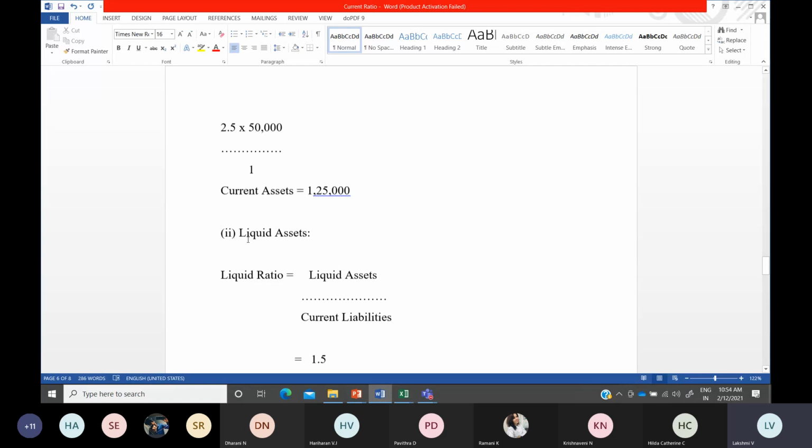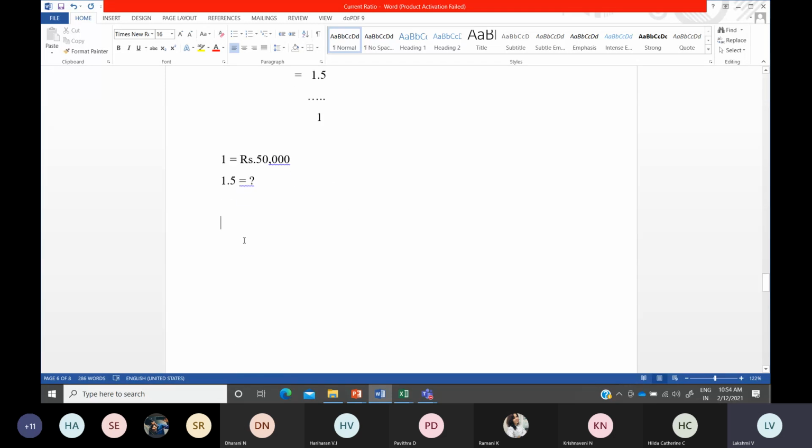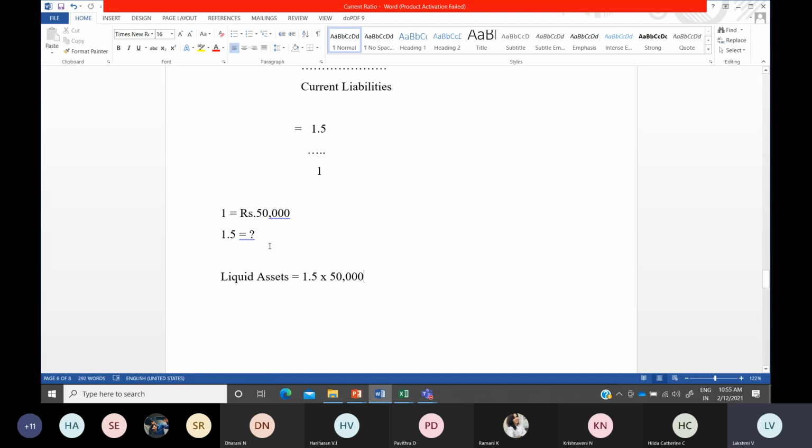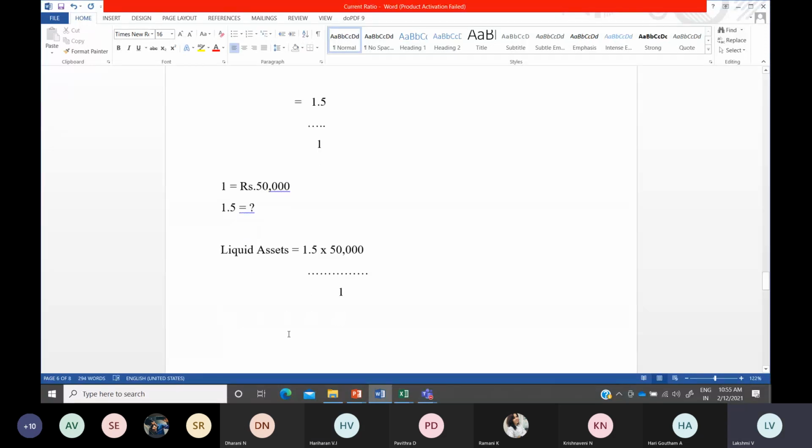If you find out 1.5, how much, that will be your quick assets or liquid assets. Whatever they have given in the question, the same thing we can follow. So how to find out these liquid assets? 1.5 into 50,000. How did I find this 1.5? For 1, they have given 50,000 in the question as current liability. So for 1.5, how much do I have to find out? So liquid assets is 1.5 into 50,000 divided by 1. So you will get the amount as liquid assets.